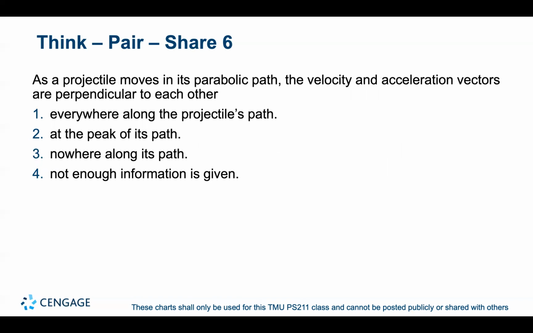So here's another question. As a projectile moves in a parabolic path, the velocity and acceleration vectors are perpendicular to each other. And so what do you think, when would that occur? The answer is at the peak of its path. The reason is that the velocity is always tangential to the path while the acceleration is always directly vertical downward. Thus, the velocity and acceleration are perpendicular only when the path is horizontal. This can only occur at the peak of the path.